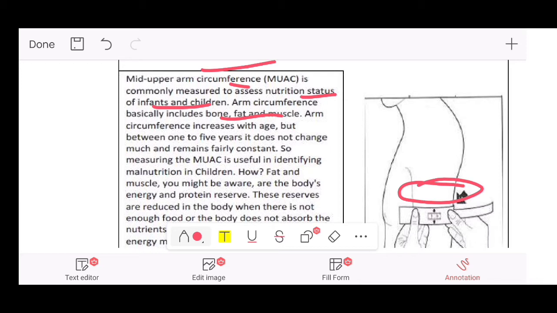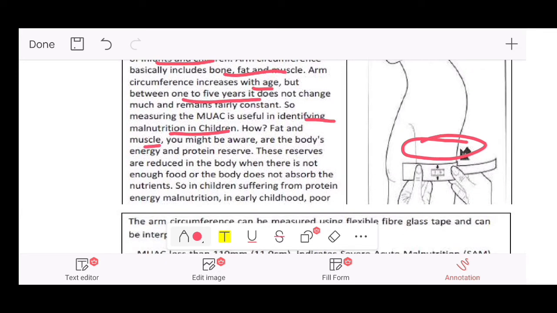Okay, so arm circumference increases with age, but between 1 to 5 years it does not change much and remains fairly constant. So measuring the MUAC, mid upper arm circumference, is useful in identifying malnutrition in children. And how is it measured? Fat and muscle, you might be aware, are the body's energy and protein reserve. If fat is there inside the body, then energy is stored there. Then reserves are reduced when there is not enough food.